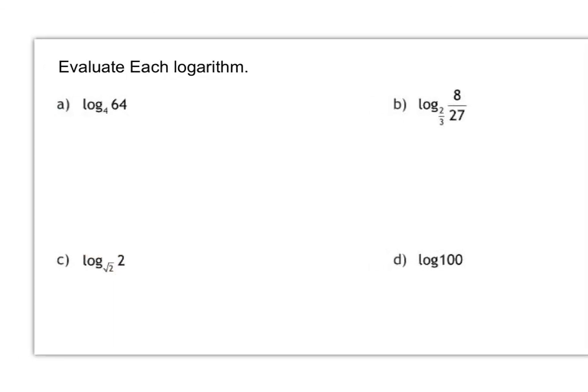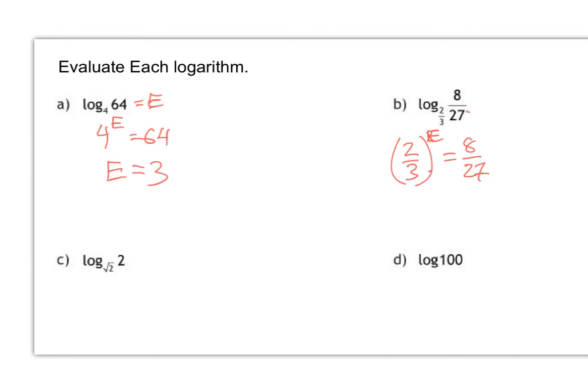And then finally, we've got to do some evaluating. I'm always going to set these equal to that exponent. So we've got 4 to some exponent is going to be 64. That value, 4 times 4 times 4, is going to be 64, so that'd be 3. For 2/3, 2/3 times itself some number of times is equal to 8 over 27. If you multiply 2 times 2 times 2, you get 8, and 3 times 3 times 3, you get 27. So that would be 3.